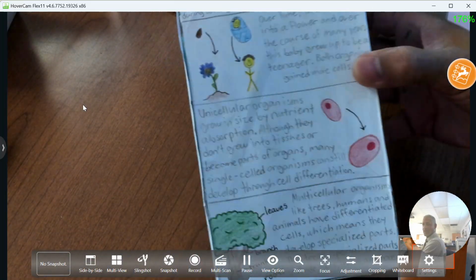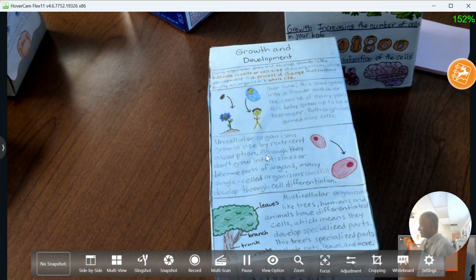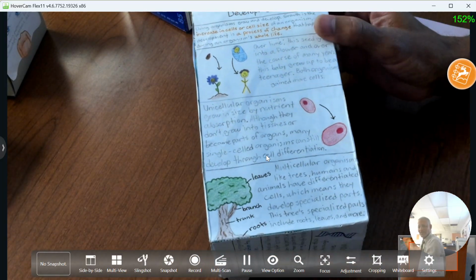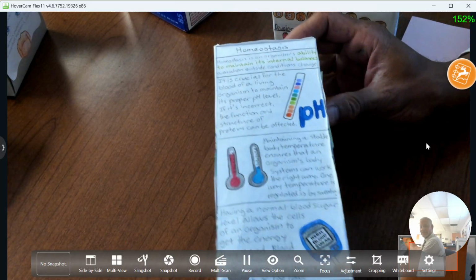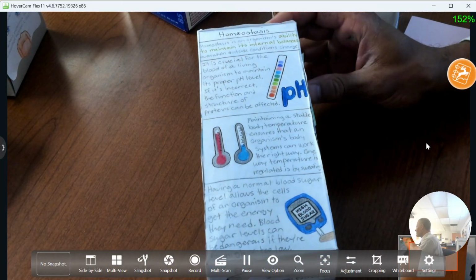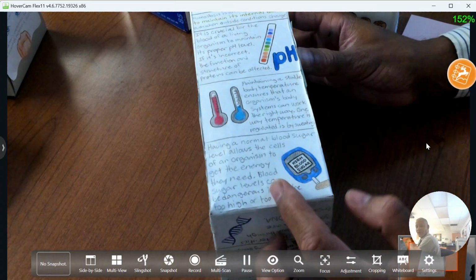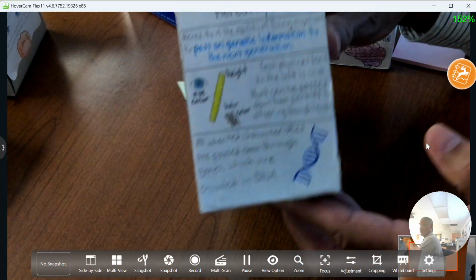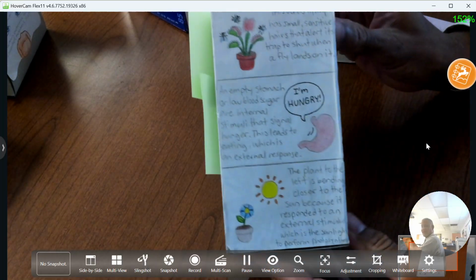So this one, they really went all out on growth and development. Let's put the mouse out of the way. So for homeostasis, they talked about pH, they talked about temperature, they talked about monitoring blood sugar. I thought that was pretty cool. Pretty good for heredity. And let's see what else. I did responsiveness, I think, with them already.